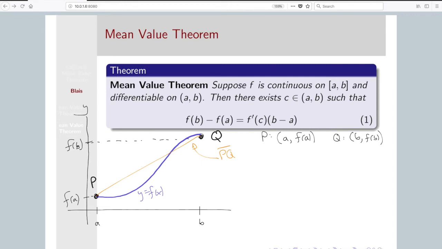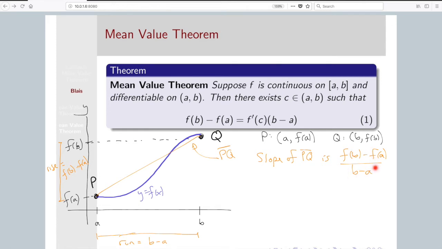Well, we want rise over run. Run is nothing more than b minus a. Rise will be f of b minus f of a. So the slope of PQ, the line, is rise over run, or f of b minus f of a over b minus a.